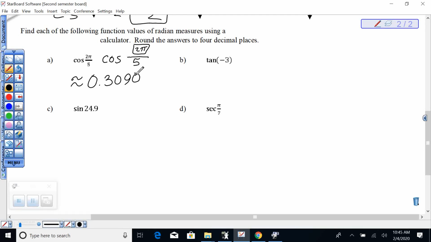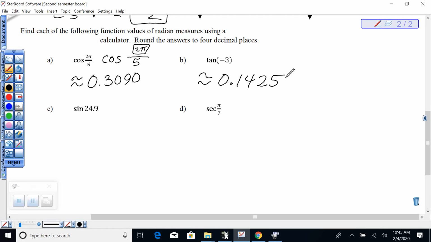Okay? Now we're going to move on to the tangent of -3. Type it in. That's an easy one. No fraction necessary. It's 0 point something, but I don't know, so I need some help. 0.1425. Let's get confirmation. Yep. Okay, thank you.